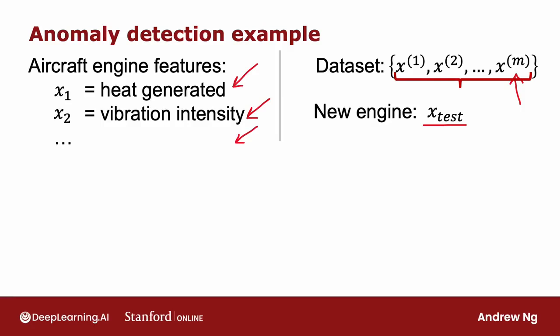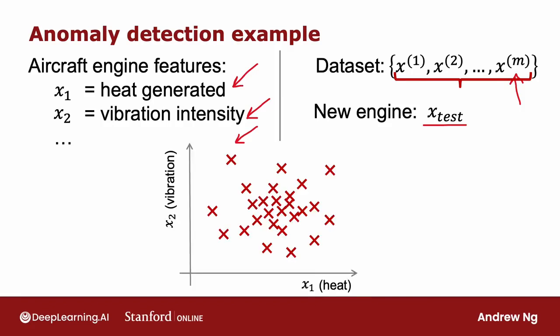Here's how an anomaly detection algorithm works. Let me plot the examples X1 through XM over here via these crosses, where each data point in this plot corresponds to a specific engine with a specific amount of heat and a specific amount of vibrations. If this new aircraft engine X test rolls off the assembly line, and if you were to plot its values of X1 and X2, and if it were here, you'd say, okay, that looks probably okay. It looks very similar to other aircraft engines. Maybe I don't need to worry about this one.